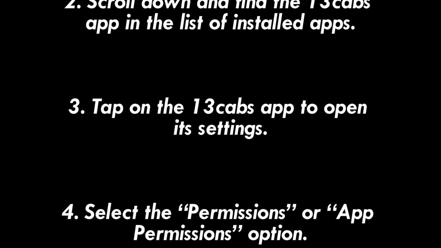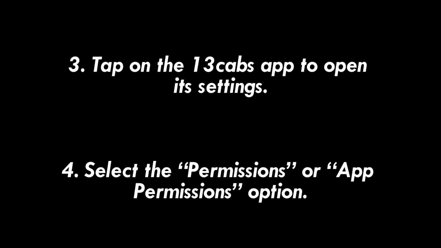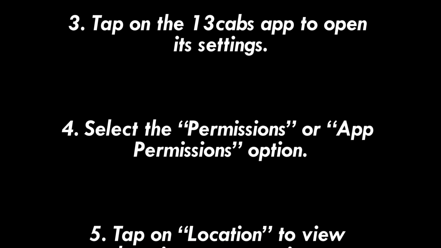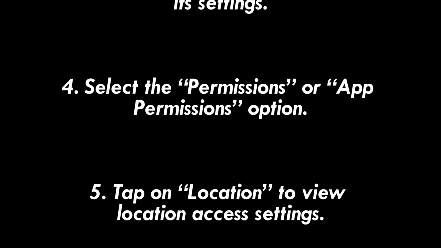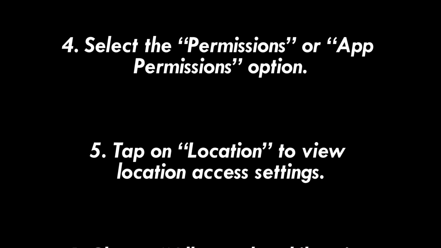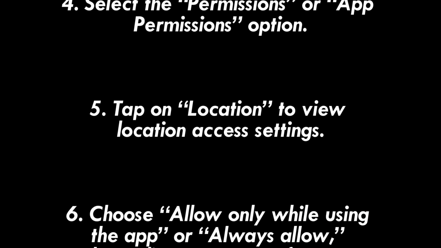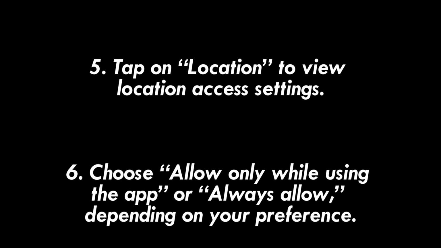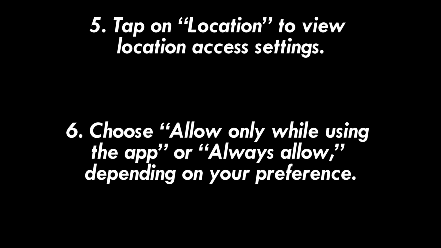4. Select the Permissions or App Permissions option. 5. Tap on Location to view location access settings. 6. Choose Allow only while using the app or Always allow depending on your preference.